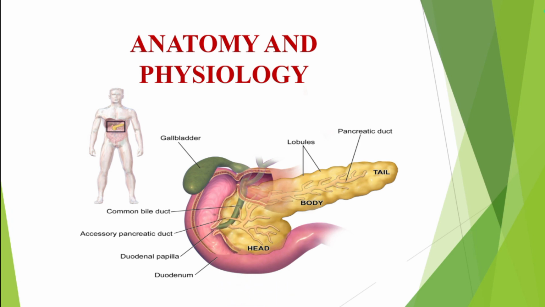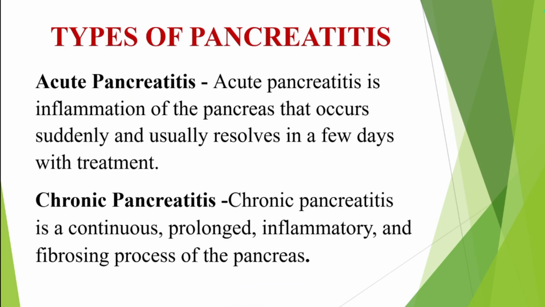So this is the anatomy of pancreas. So next move to the types of pancreatitis. So basically I previously told there are two types, acute and chronic. So acute pancreatitis is inflammation of the pancreas that occurs suddenly and usually resolves in a few days. So acute, by the term you can understand, it is sudden onset, can be treated within a few days, and it is a reversible condition. Means the pancreas becomes normal if the treatment is done in the best way and in time. So then the pancreas becomes normal in function.